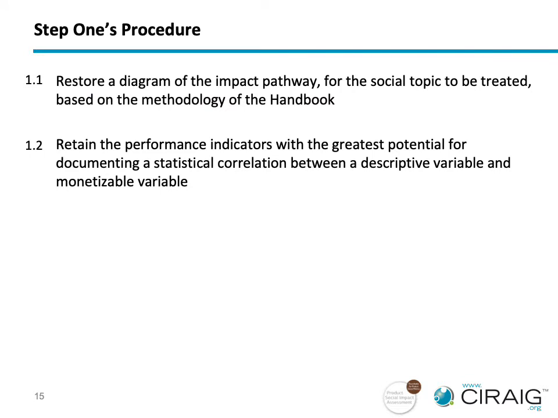Let's go back to the first step of our approach in order to detail how this first step is cut out and applied concretely to a social topic. First substep is to restore a diagram of the impact pathway for the social topic to be treated based on the methodology of the handbook. Second substep is to retain the performance indicator with the greatest potential for documenting a statistical correlation between descriptive variable and monetizable variable.